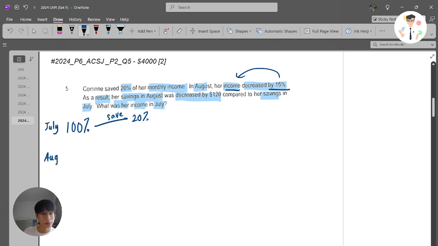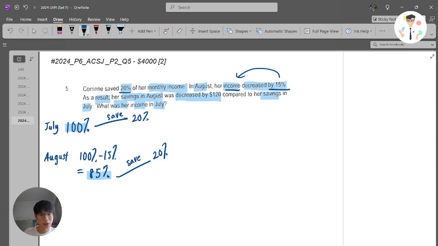But in August, her income decreased by 15%. So it means 100% minus 15%. So what is her income? It's actually 85%. Again, July 100%, August 85%. However, she still saved 20%. Can I just say 20%? No, it's 20% of the 85%. So this 20% is not the exact 20%, it's 20% of the 85%.